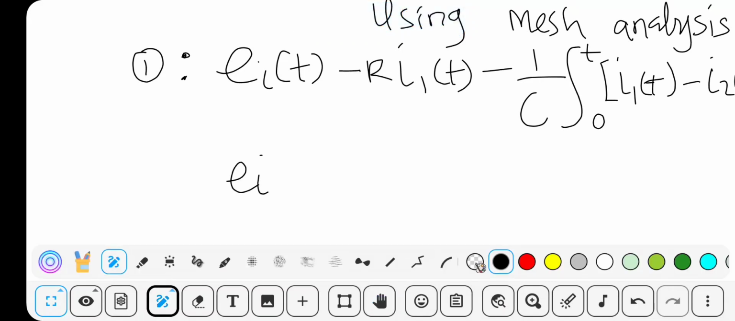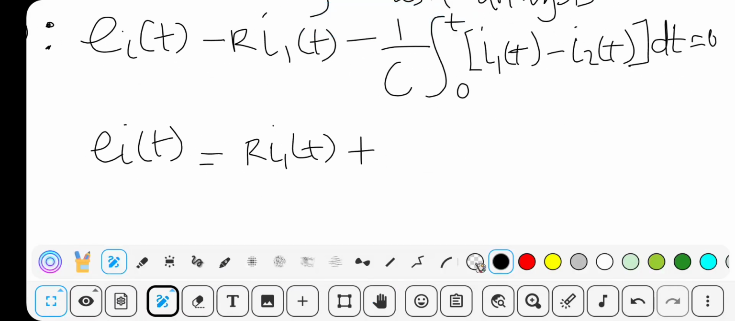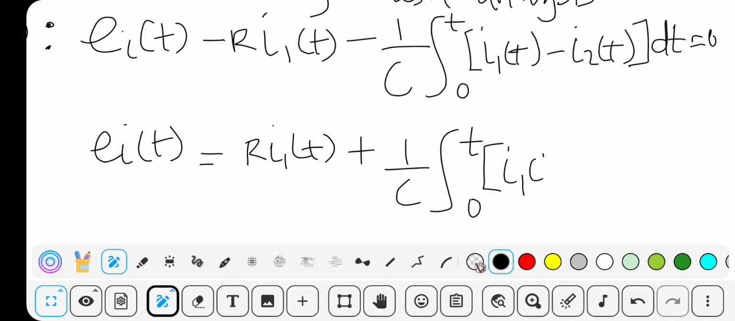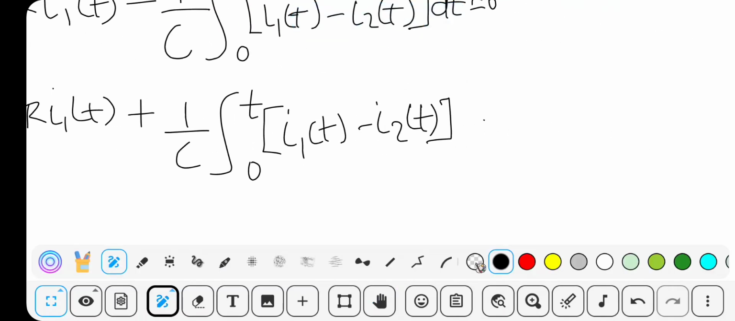Now making the input voltage subject, this will be R I1 of t plus 1 over C integral of I1 of t minus I2 of t dt. Let's call this equation 1.